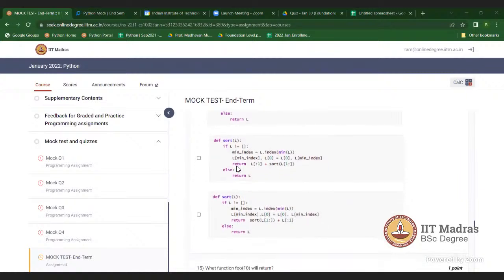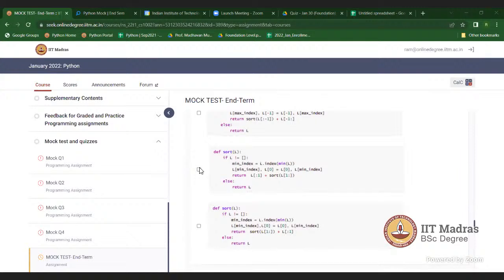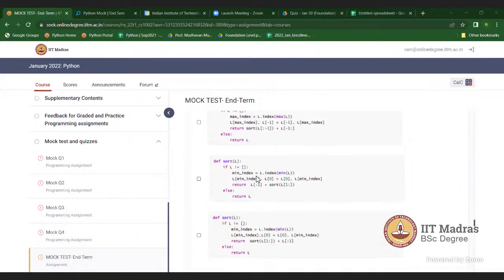Let's look at option 3. Minimum index equals to, it is just the opposite of it. That is why option C is correct. Since we are trying to find the minimum value, and then we are having the minimum value at the starting, that gives us ascending order. So that is why option C is correct.